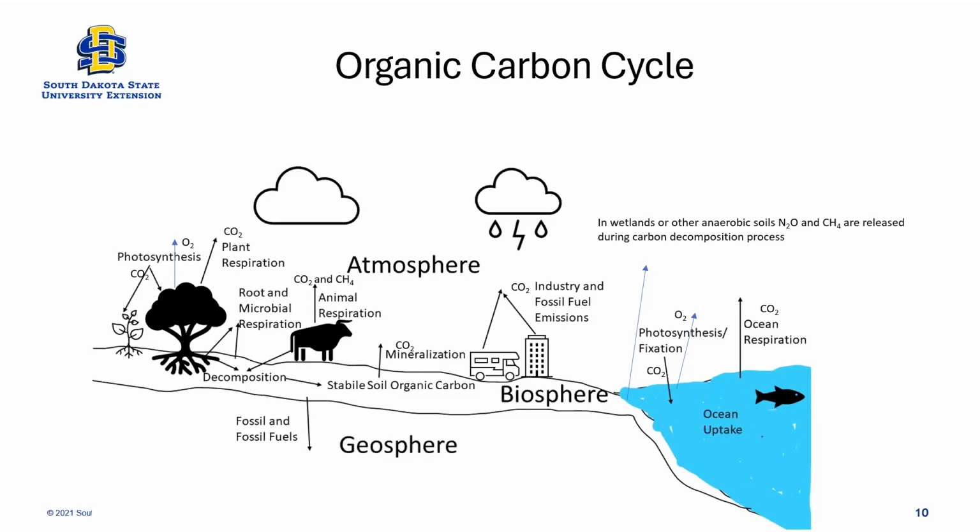And in wetlands, rather than using oxygen as an electron acceptor, they use other compounds such as nitrogen and CO2, and they can release methane and nitrous oxide. And there's also a carbon process that goes on in the ocean and in surface waters.